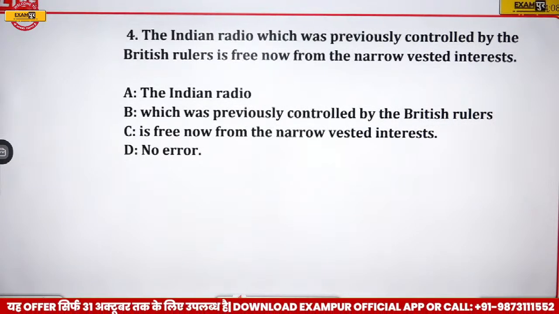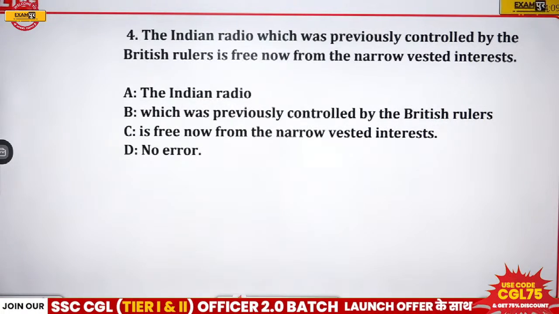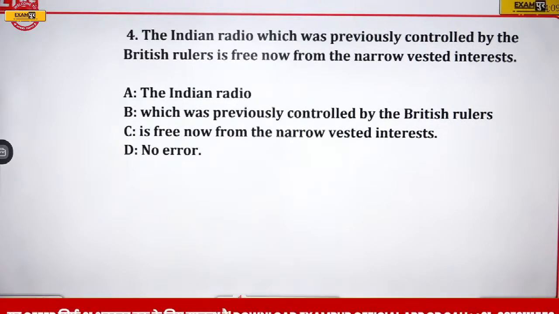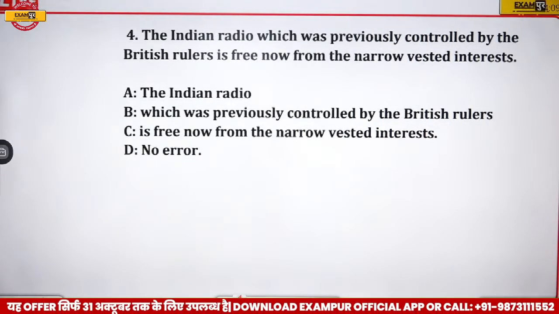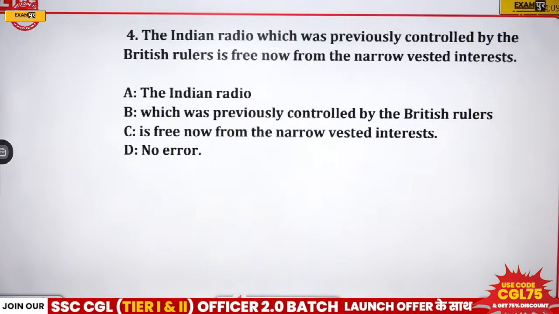Quickly read the question once again and then try to answer it. The question has been divided into 4 parts. Fourth part is no error. If you're not able to find any grammatical error, and if you find the sentence absolutely correct, then mark D as your answer.